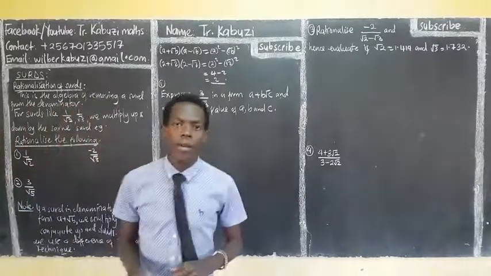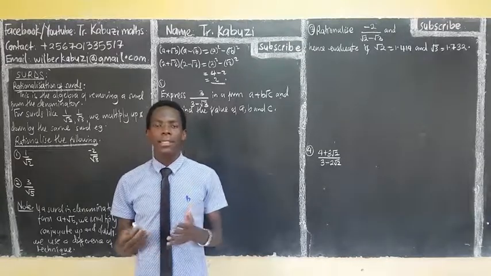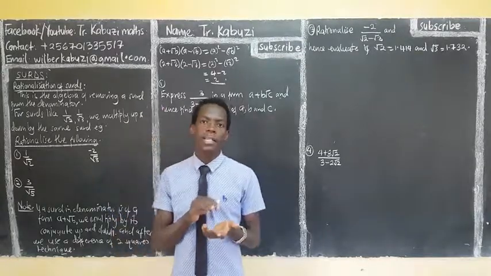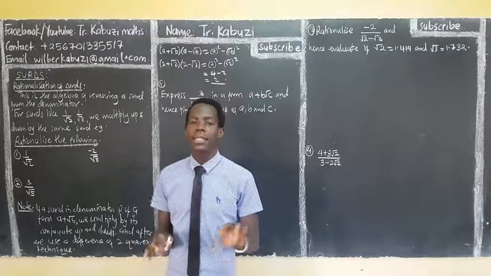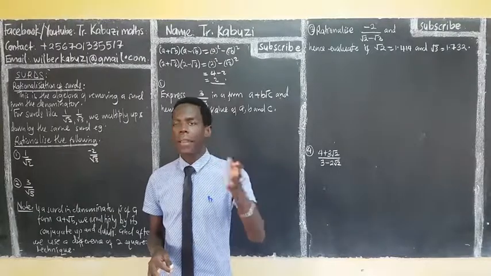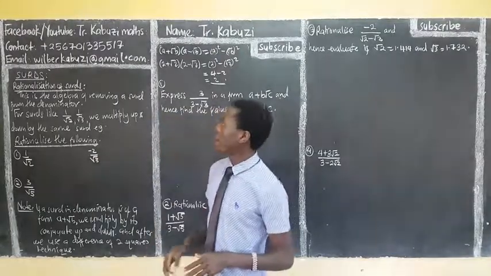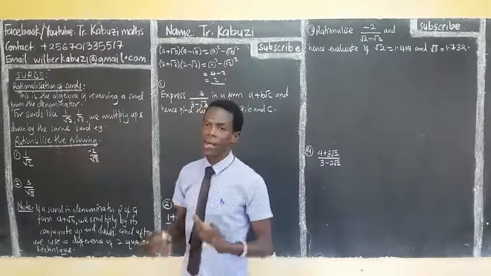Okay, now members, we are going to see how we rationalize surds. Rationalizing surds means we remove that surd out of the denominator. So we don't want surds in the denominator. What do we do to remove them? We rationalize them. Now, let us see what happens.